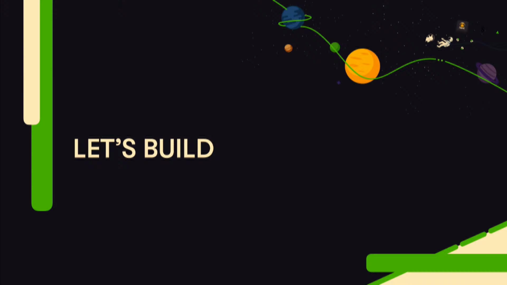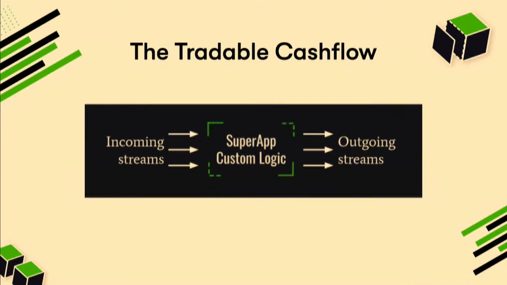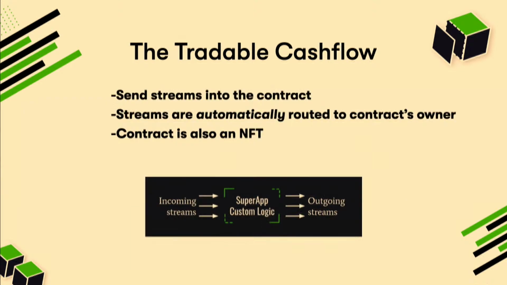So let's build, okay? What are we going to build? We're going to build a tradable cash flow contract. So what's the tradable cash flow? The tradable cash flow is a super app, so it can react to these Superfluid events and implement callbacks which react to these events and do something. And what it's going to do is send 100% of the inflows to the contract to the owner of the contract. And the contract is tradable because it's an NFT.